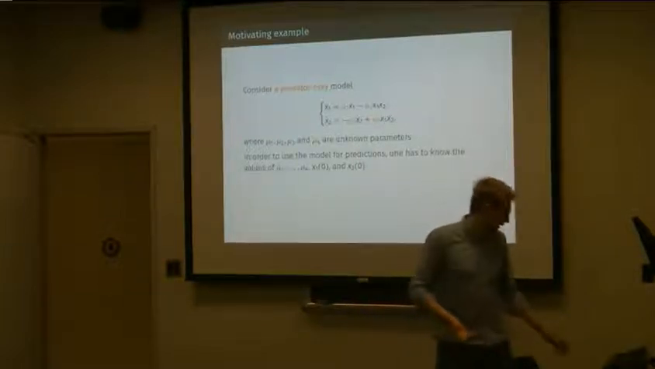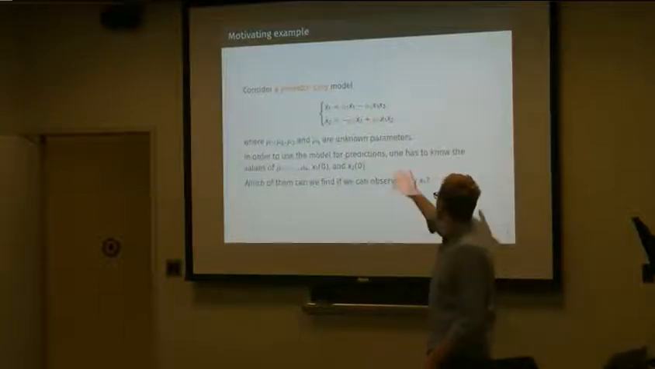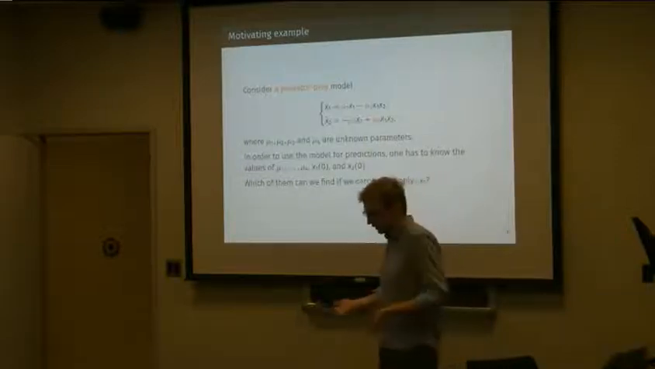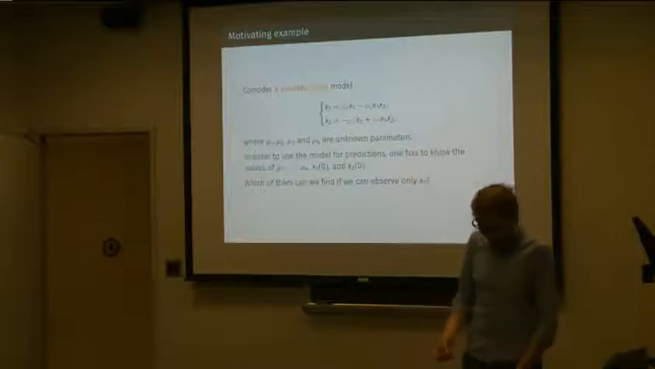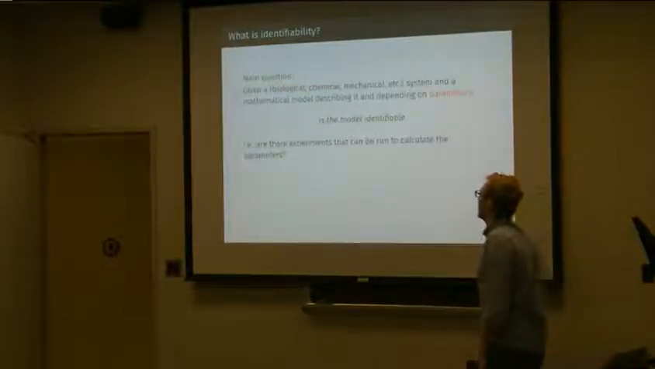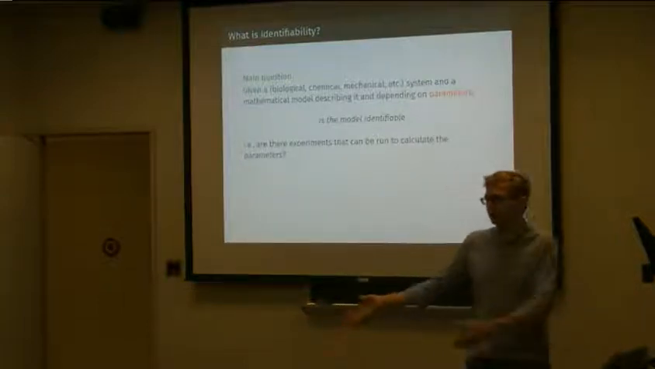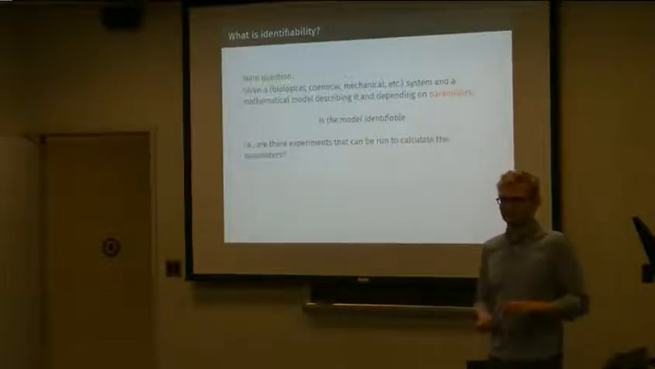So it might be that you can observe only X1 or only X2. And then you have a question: can I get all these numbers or no chance? So this is more or less the general identifiability question. So you have a model. What's the answer there? Give an example. Can you tell me what the answer is? I will tell later when I give definitions.